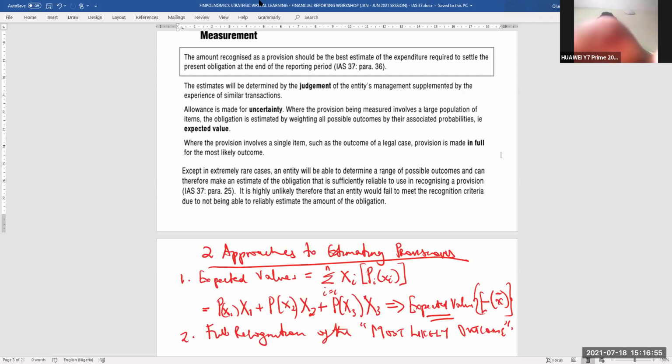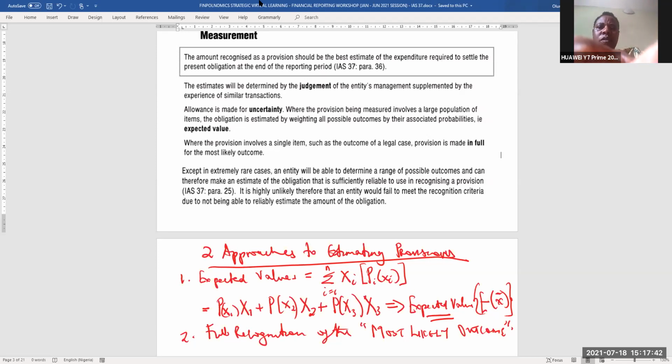The estimates will be determined by the judgment of the entity's management, supplemented by the experience of similar transactions. Allowance is made for uncertainty where the provision being measured involves a large population of items. The obligation is estimated by weighing all possible outcomes by their associated probabilities, that is, expected value. Where the provision involves a single item, such as the outcome of a legal case, provision is made in full for the most likely outcome.